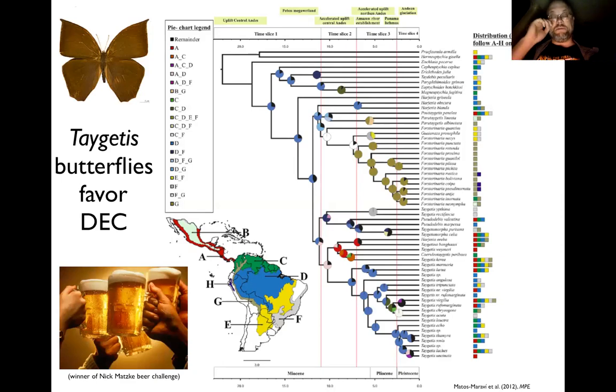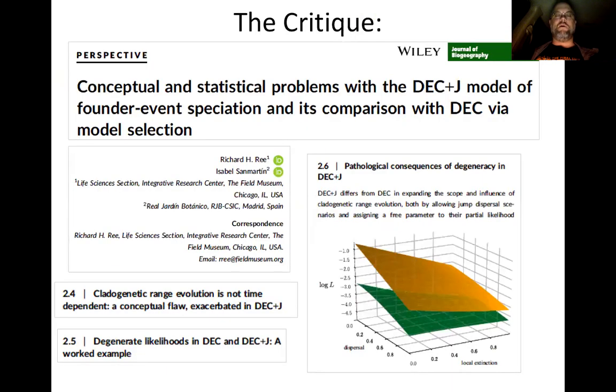So it's a fallacy to assert that jump dispersal always provides an advantage, that there's some kind of intrinsic advantage for the +J model. In some data sets, it's not the case, and here's one where it's not. You'll notice that many of the species have widespread ranges. That's a key point. All right, so of course, what I'm addressing here is this critique that's been published by Richard Ree and Isabel Sanmartín.